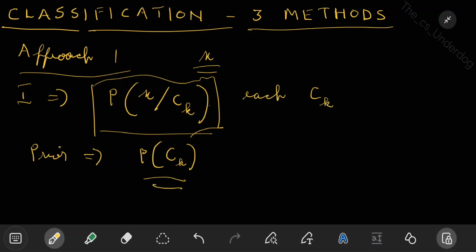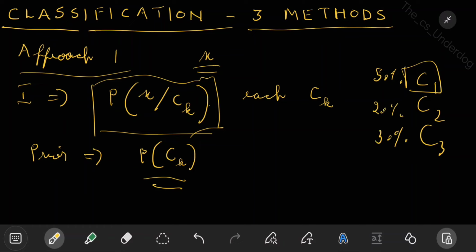That is, this may come from your subject knowledge. For example, you know about these three classes that are to be finally reached. So your subject knowledge may tell you that in general, maybe the probability of class C1 is 50%, class C2 is 20%, class C3 is 30%. So this is your prior knowledge about the subject.